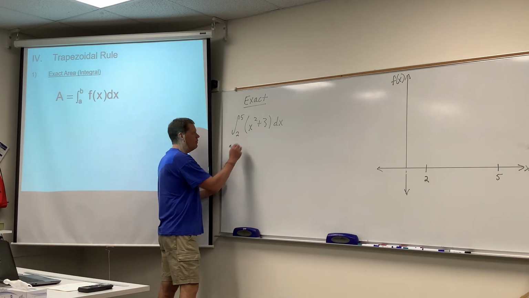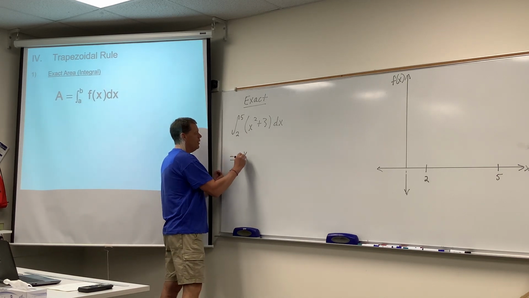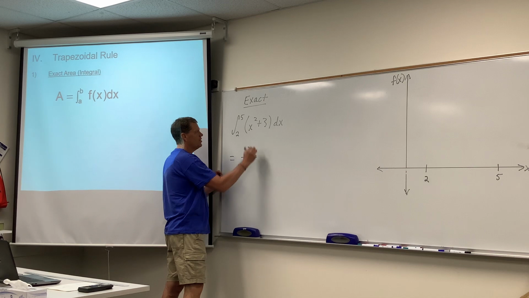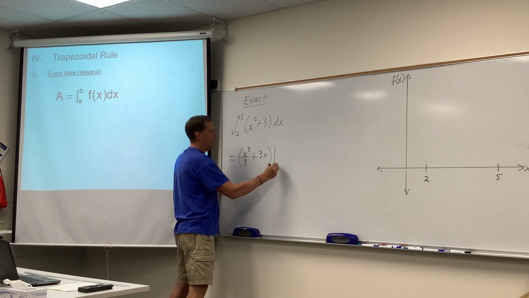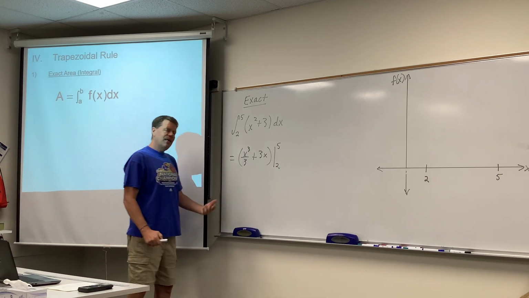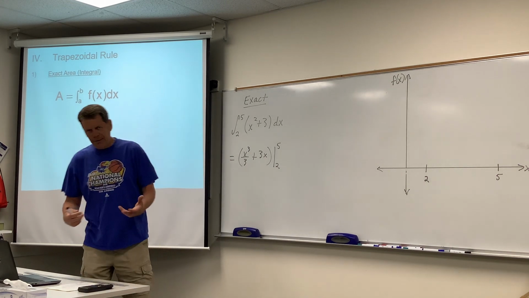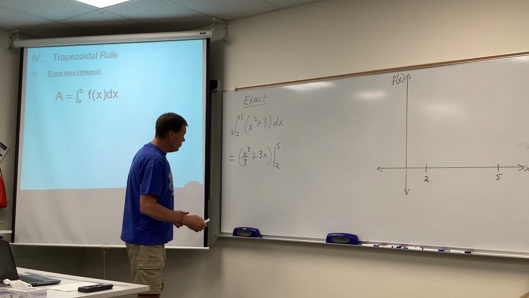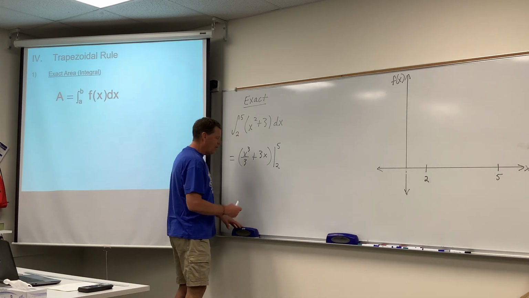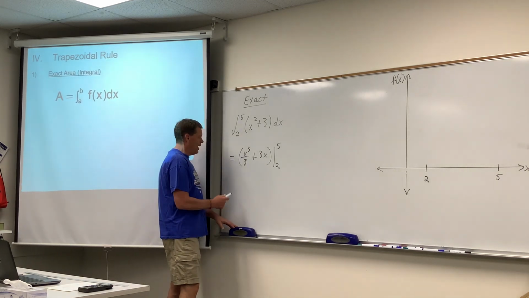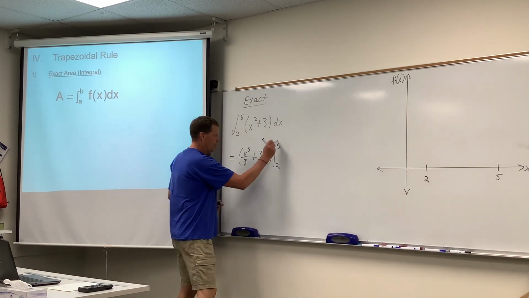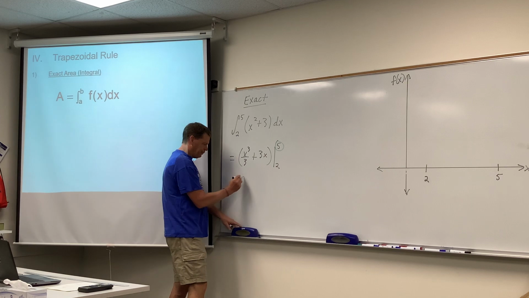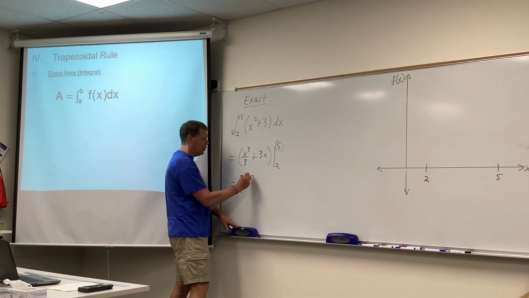So if you find the antiderivative of this, that would be x cubed over 3 plus 3x. And we would evaluate that from 2 to 5. Again, this is that fundamental theorem of calculus that we discussed. So, of course, then you put the 5 into your antiderivative. This is the evaluate part of the process.